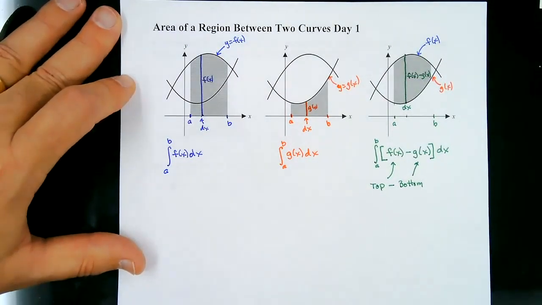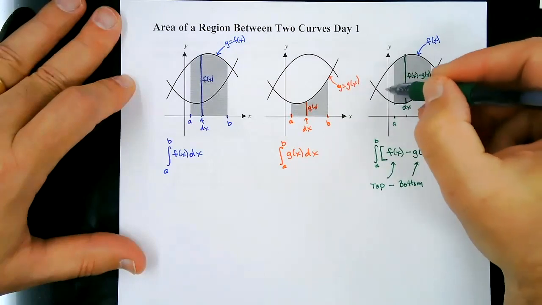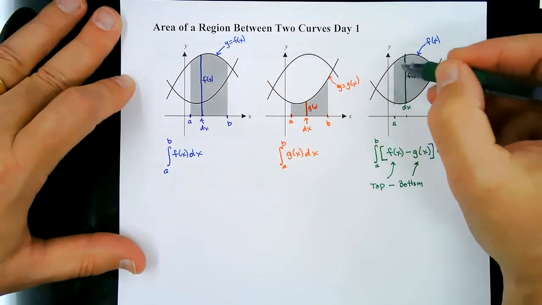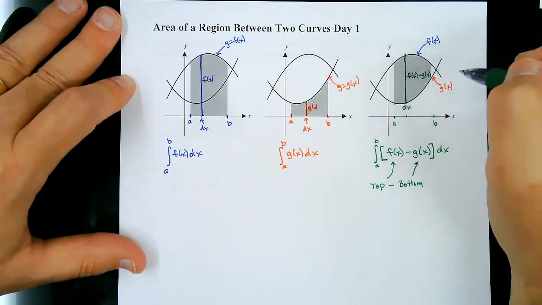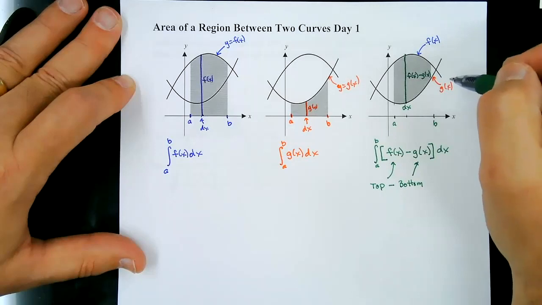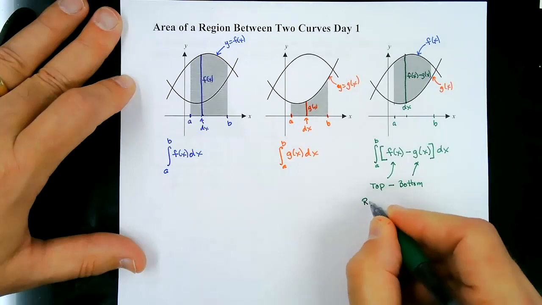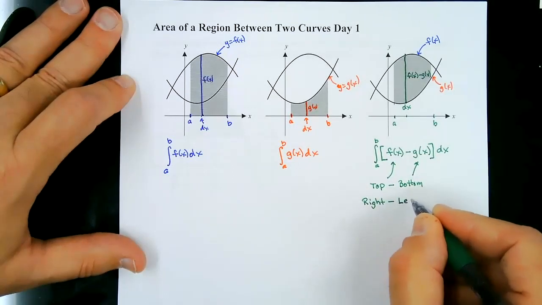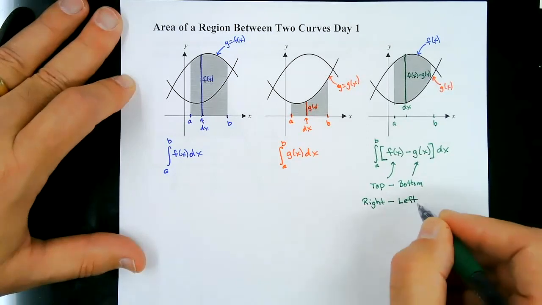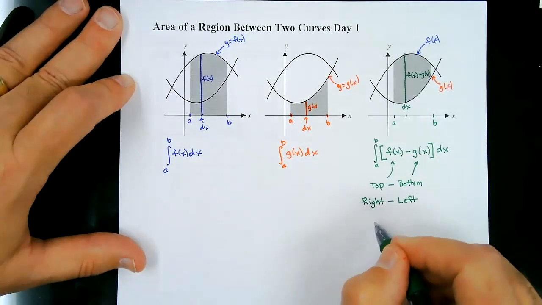We haven't done this yet, but it's coming. We're integrating up and down with dx. You can also integrate sideways. And to make sure that the heights of our rectangles are still positive, instead of doing top minus bottom, we're going to have to do right minus left. I'll talk more about this in a future lesson. We're not going to have to worry about right minus left today, but it's coming.